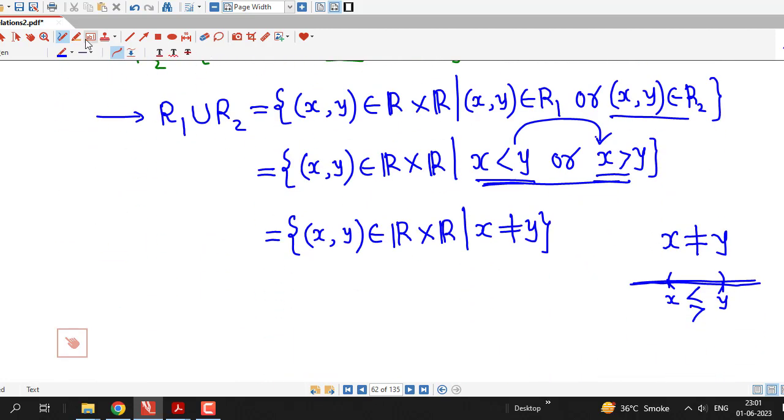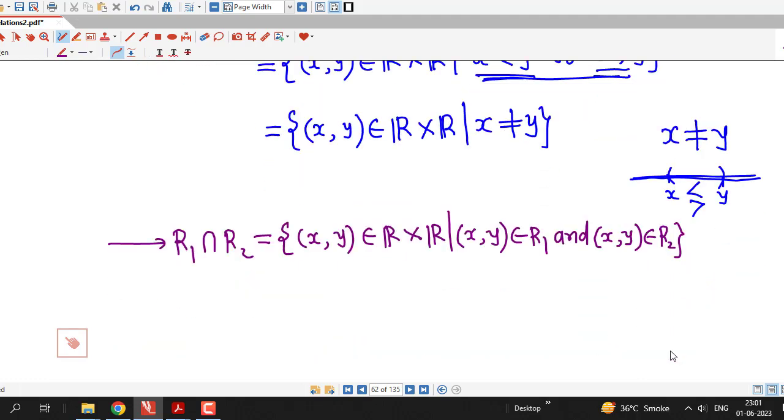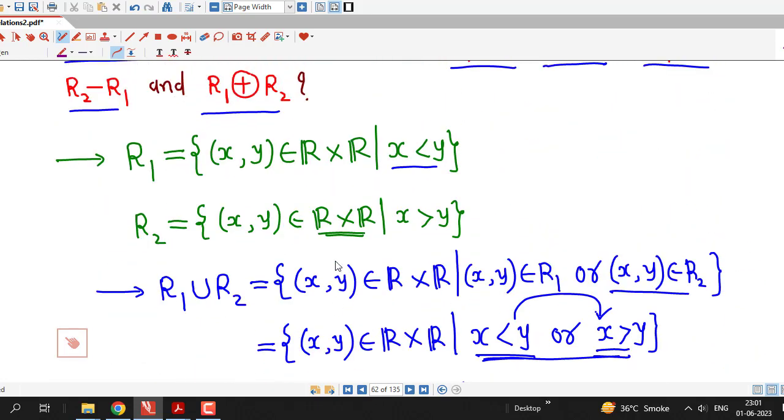Next one is R1 intersection R2. So now we try to find out what is R1 intersection R2. I have to consider all those ordered pairs from R cross R such that ordered pair (x, y) belongs to R1 and ordered pair (x, y) belongs to R2. Because of intersection, I am writing and here. I have to consider all those ordered pairs which are present in R1 and in R2.